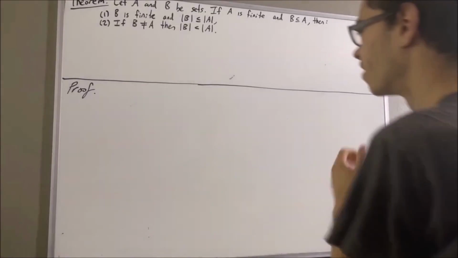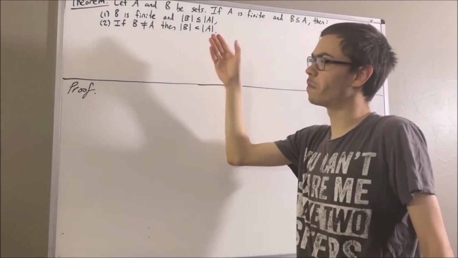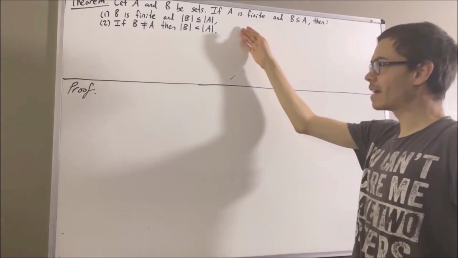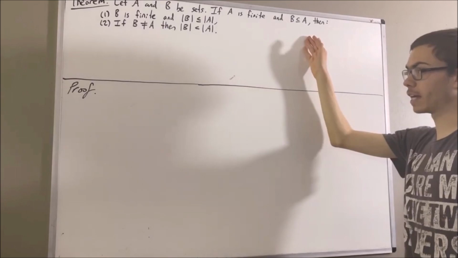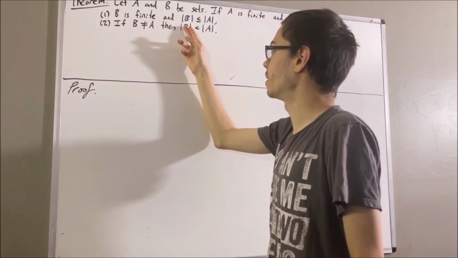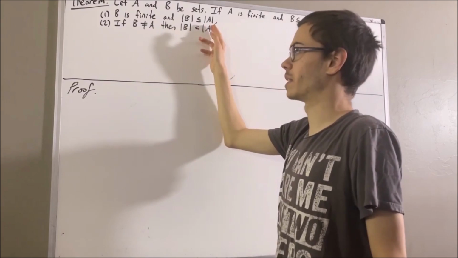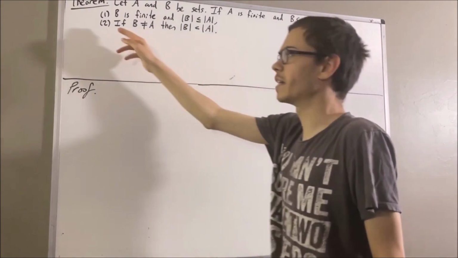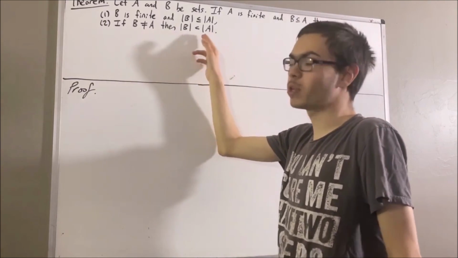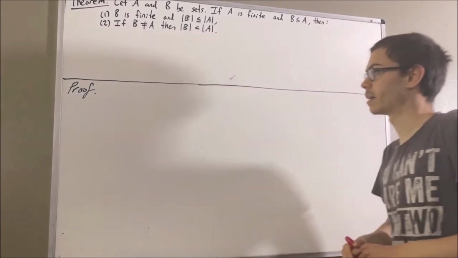Hello! In this video, we are going to prove the following theorem. Let A and B be sets. If A is finite and B is a subset of A, then B is finite, and the number of elements in B is less than or equal to the number of elements in A. Second, if B is not equal to A, then the number of elements in B is strictly less than the number of elements in A.